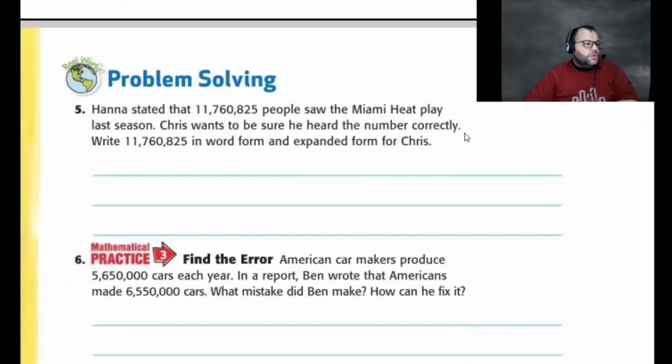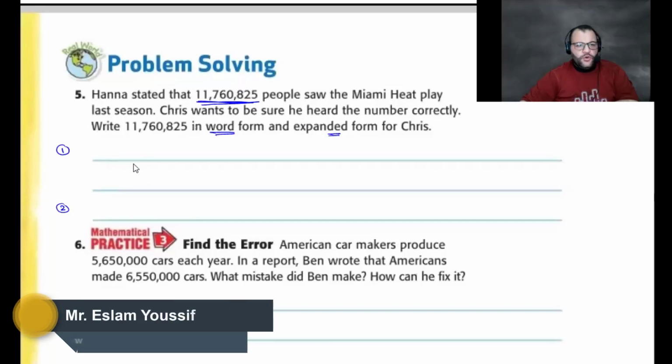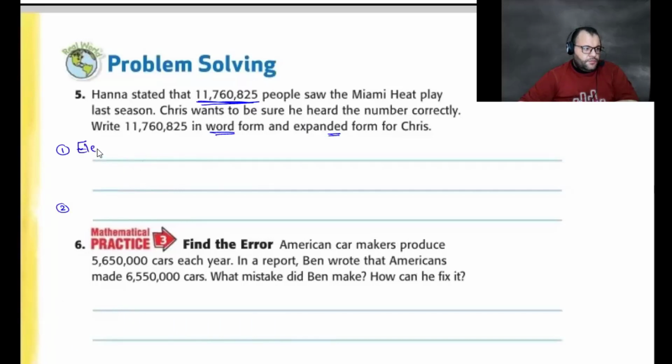Okay. So Ahmed Cindy, can you solve this one with me? Say that we have a number here that's given, and we need to find this number in word form and in expanded form. Number 1 in word form. Number 2 in expanded form. You just write the word form and we choose another one for expanded form. Okay. 11 million.